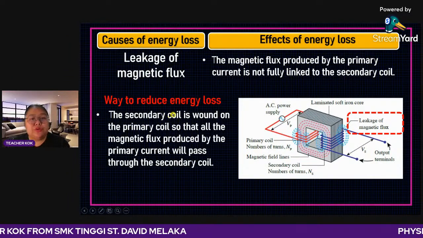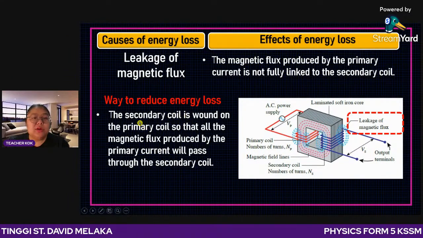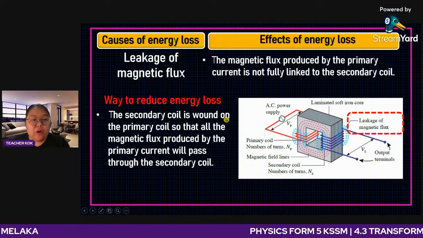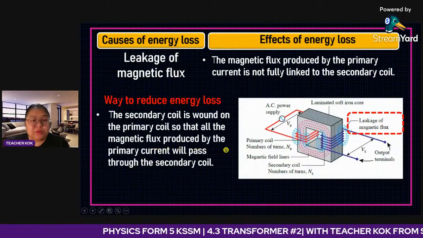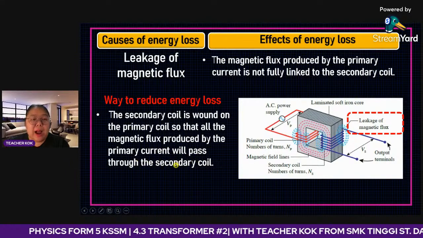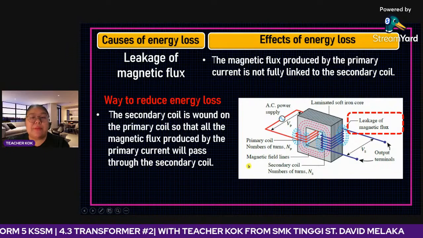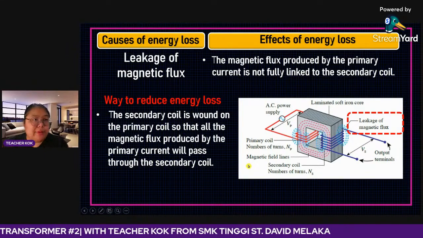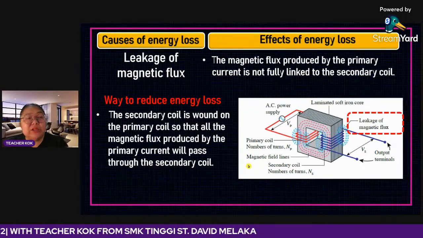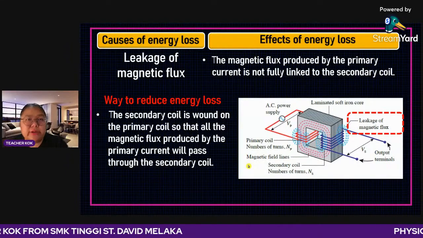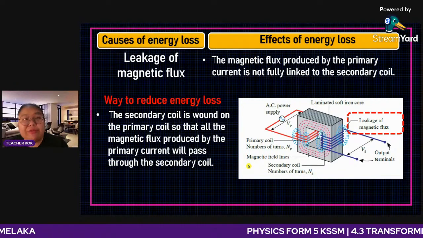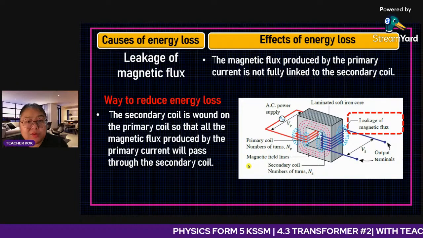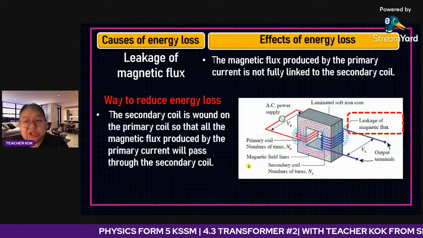So how do we reduce this energy loss? The secondary coil is wound on the primary coil so that all the magnetic flux produced by the primary will pass through the secondary. That means they don't want to separate primary and secondary. They want these two coils joined together. When they are joined together, there is no need to transfer the magnetic flux over a far distance. So they can reduce the energy loss.